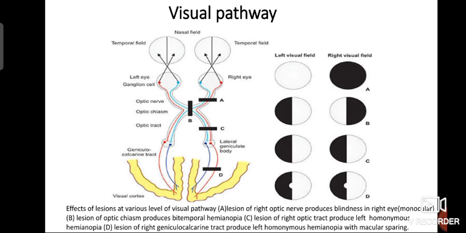So there is loss of vision of the left temporal field and right nasal field. And lesion of the right geniculocalcarine tract is similar to left homonymous hemianopia.